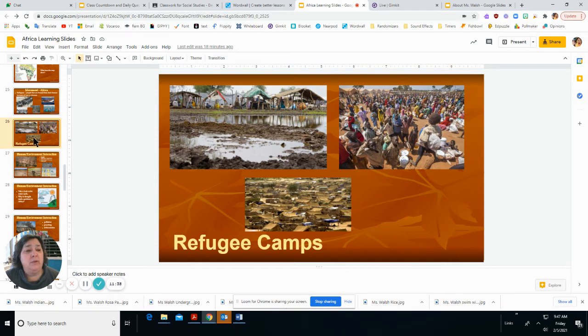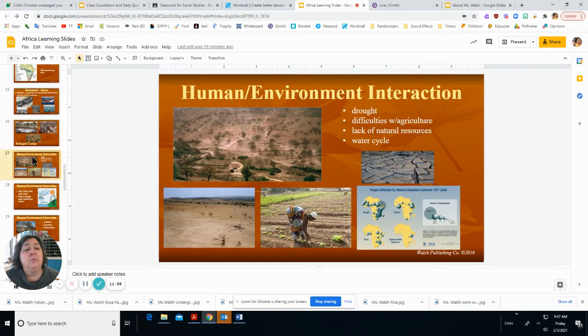Here's some more pictures of some refugee camps. As you can see, they are not very clean. Because they're so dirty and there's not access to clean water, many people get sick and many people die. So refugee camps are a very difficult situation for a lot of people in a lot of different countries. Human interaction with the environment is a theme of geography.